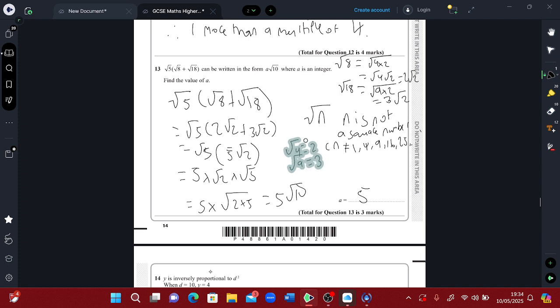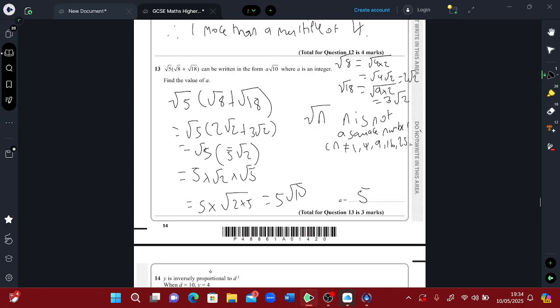Basically, a surd is any number where n is not a square number, so what's inside the square root is not a square number. If you had k squared under the root, it cancels out to just k, because squaring is the inverse of the square root. But if n is not a square number, then it's a surd. Root 8, root 18 and root 5 are not square numbers, so all of these are surds.